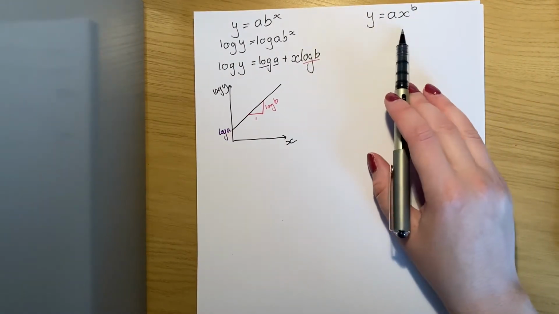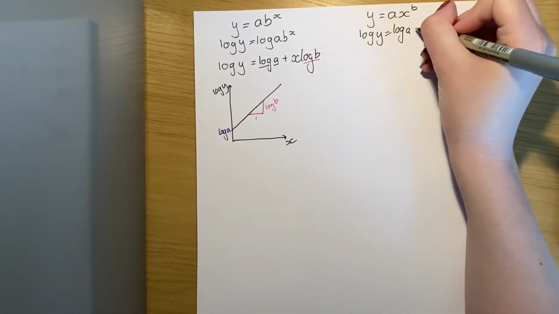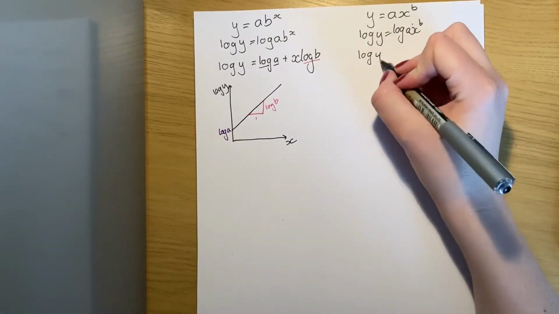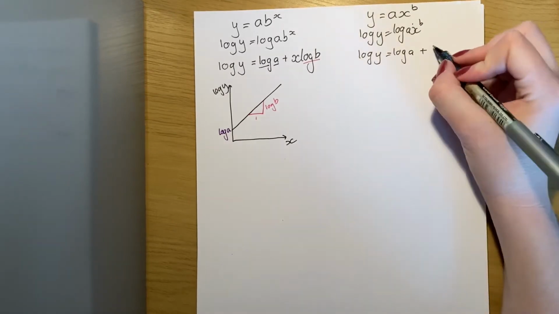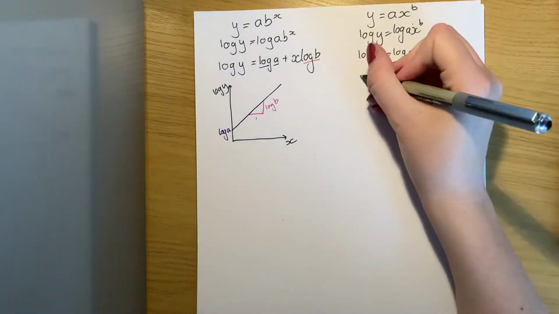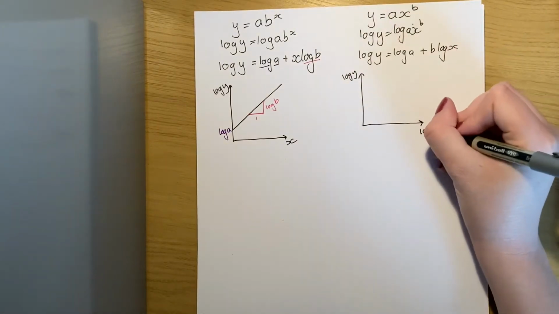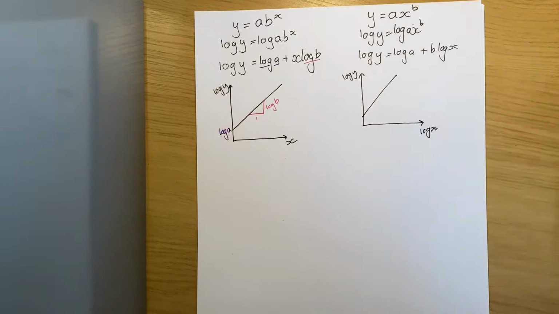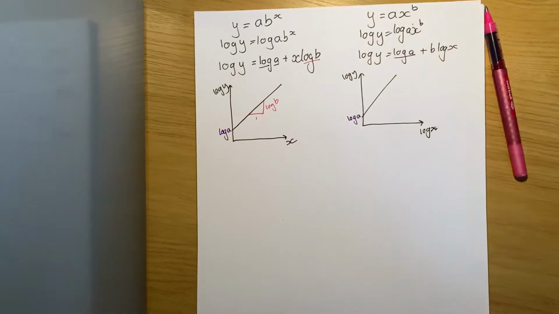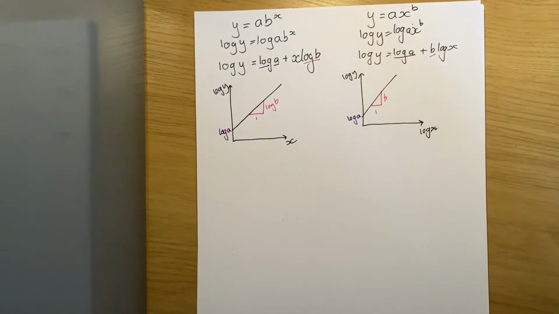In this one, we've got y equals a x to the power of b. We do the same. We're going to log both sides. And then I'm going to split these up. Log y equals log a plus log x to the power of b, and the b comes down, so b log x. So my axes always have the part with the variables in. So log y, and this time it's log x. It'll be a straight line. Log a is our y-intercept, and this time our gradient is b.